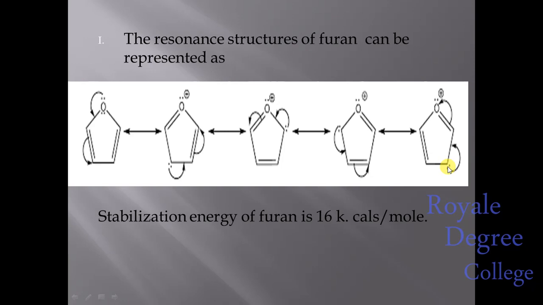Okay. Then from this structure again we are getting back our first structure. How? See here, the pair of electrons present outside the ring goes inside the ring and we get a double bond here. You can see the double bond. Then here a double bond is present. This double bond goes towards the oxygen and we represent a pair of electrons on the oxygen. So like this we get the first structure back. Here the stabilization of furan is 16 kilocalories per mole.